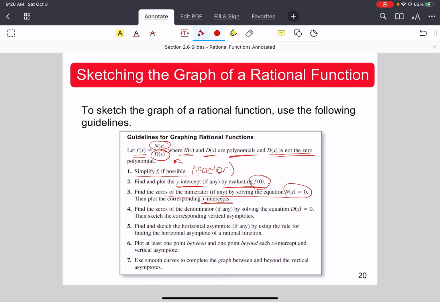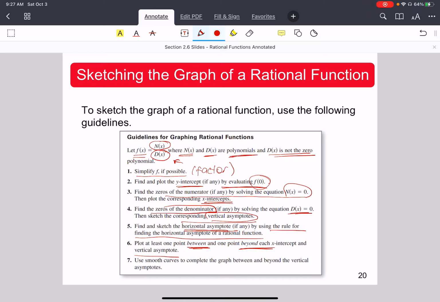And then next we're going to find the zeros of the denominator. So we look at the bottom, d of x equals 0, because the x values that make the bottom 0 are going to be our vertical asymptotes. That's why it's important. We're going to find and sketch the horizontal asymptotes. We just learned the rule for finding horizontal asymptotes in the other video. Plot at least one point between and one point beyond each x-intercept and vertical asymptote.